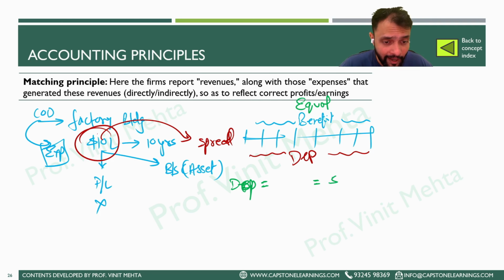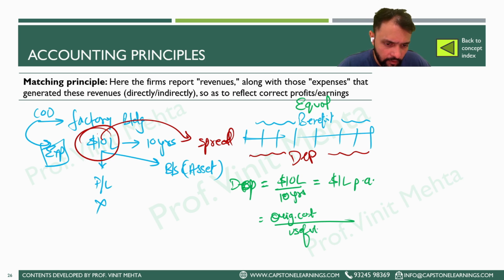One lakh? $1 lakh. Yeah, how did you get that? Can I say 10 lakh dollars upon 10 years? Yeah. And what is 10 lakh dollars? The original cost, original value. And what is 10 years? The useful life. Have you seen this formula somewhere in your childhood? Yes. What is the name of this formula? Straight line method of depreciation.